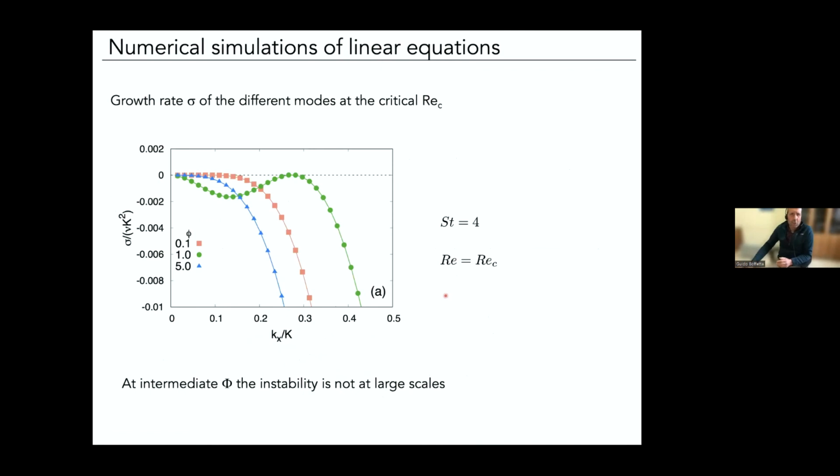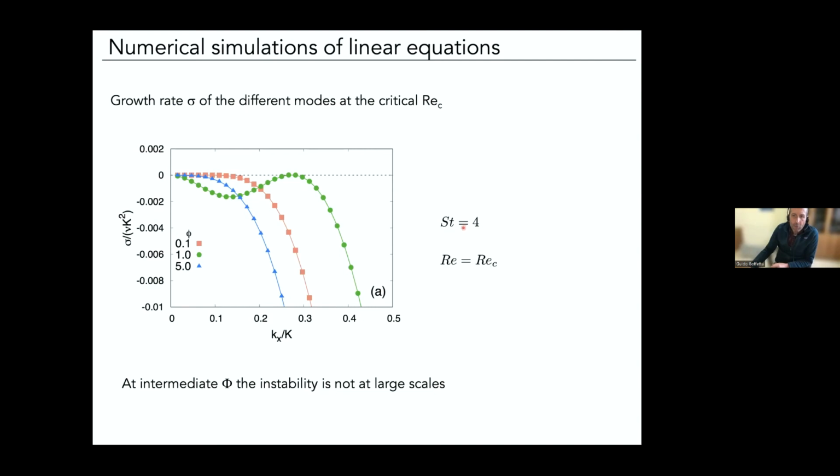And I can show you this single picture. This is what we compute numerically, the growth rate at the critical Reynolds number. So we fix a given value of the parameters, we fix the critical Reynolds number, and we compute the growth rate of the different modes. Kx represents the modes over the forcing mode. So the forcing mode is 1, is here. So these are large modes, large scale modes. And one of these modes is exactly equal to 0 because we are at the critical Reynolds number.